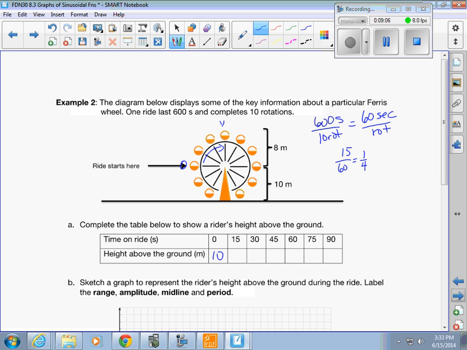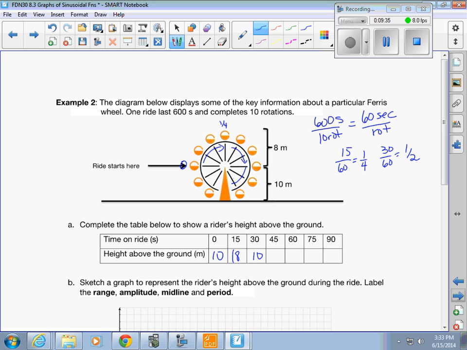So this is 1/4 of the ride there. His height then would be, we have 10 meters to your starting point, and then another 8. So that'd be at 18. So 30 seconds then is going to be halfway through your rotation. So we're going to be here. So there we're back at 10.